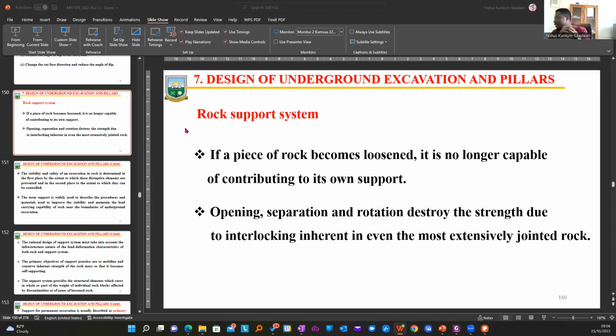Design of underground excavation and pillars. So today, this is more of underground stuff.